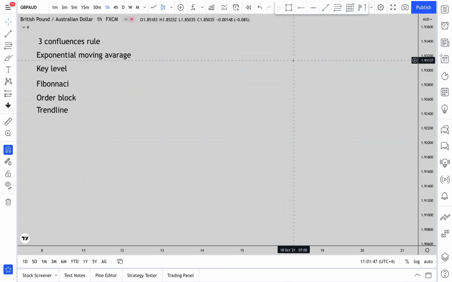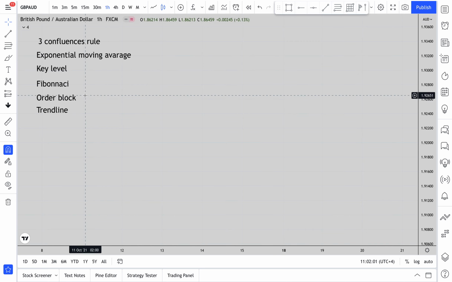So basically, every day when I wake up and I start looking for trades, I use the three confluences rule. So it's either exponential moving average, key level, Fibonacci, or the order block or trend line. So what's the three confluence rule? Basically, if I don't have three confluences, I don't take the trade.